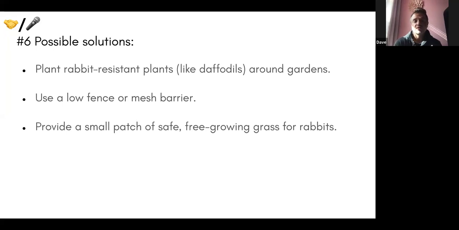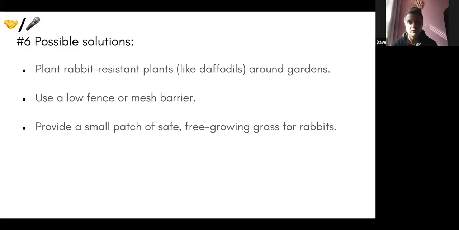Use low fences or mesh barriers. So if you use a fence, maybe the fence is only one or two feet high. Doesn't need to be super big. And when you're using those low fences, now the rabbit can't come in and eat your vegetables. Okay? Or you can provide a small patch of safe, free-grown grass for a rabbit. If you don't want them coming in and eating your beautiful garden, you give them something delicious on the other side of the backyard, and then they'll go over there and eat it. So these are solutions. You come up with your own solutions, okay?